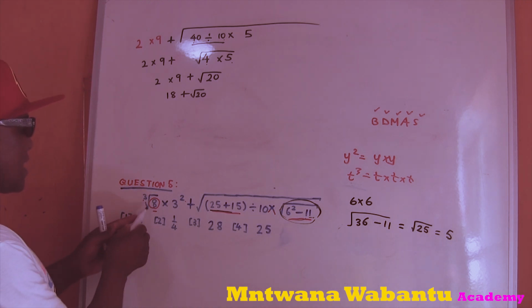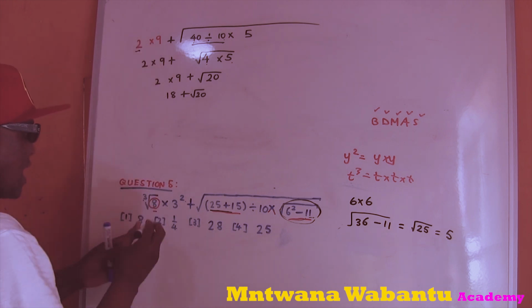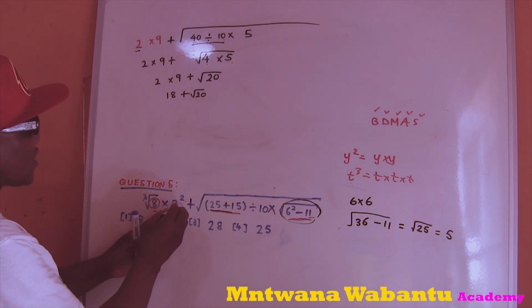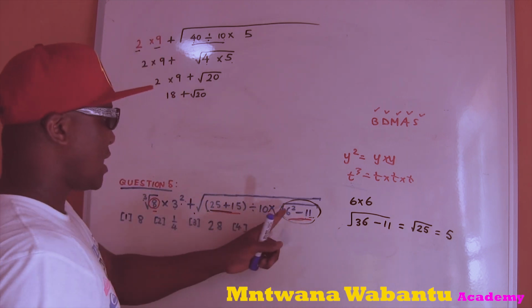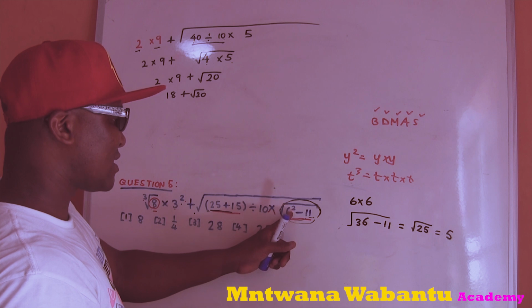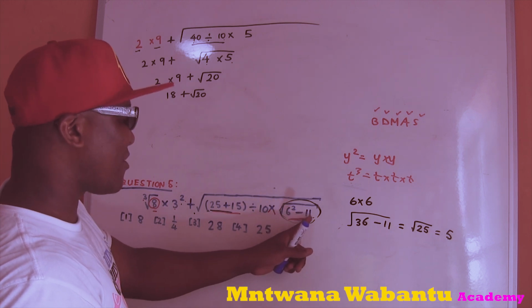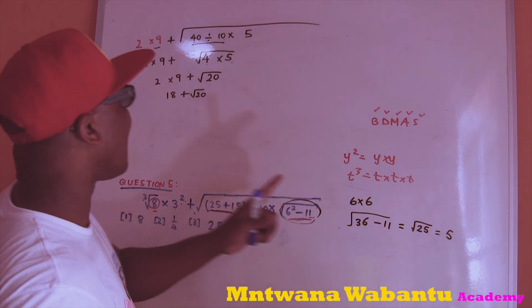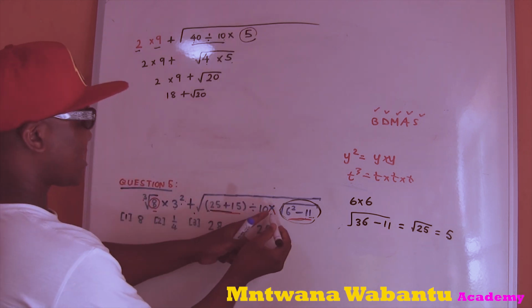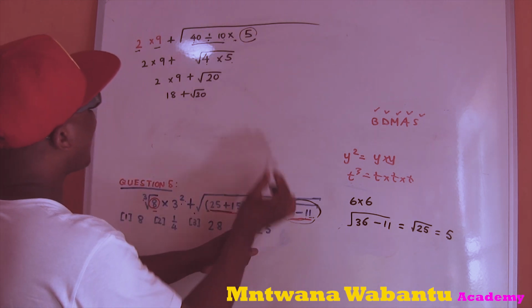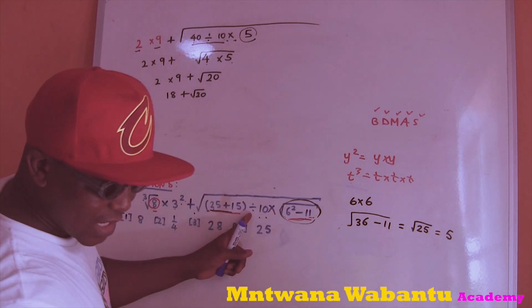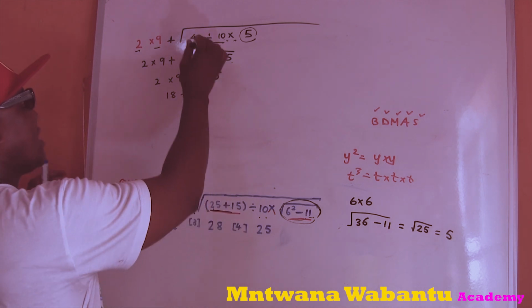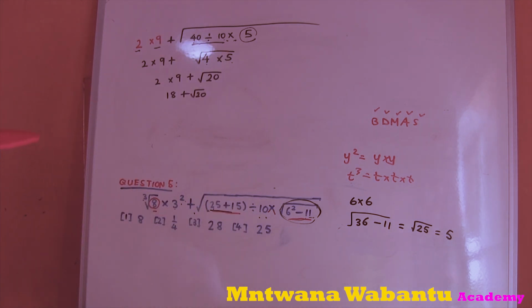So first and foremost, I started here, I said cube root of 8 equal to 2. Yeah, it's 2. Now we come here, times 3 squared equal to 9. Yes, I agree. Plus, now we come inside. Now I started with a root. 6 squared equal to 36 minus 11 equal to 25. Square root of 25 equal to 5. Oh yeah, 5. And we have a times 10. We have divide. 25 plus 15 equal to 40. Oh yes, I feel like I did this question correctly, man.